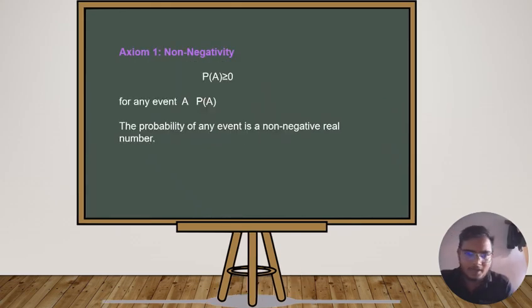Axiom 1: probability is always non-negative. P of A is greater than or equal to 0. Probability is always non-negative, since when we conduct any experiment the probability of outcomes cannot be negative. For an event A, P of A is a non-negative real number, always a real number.